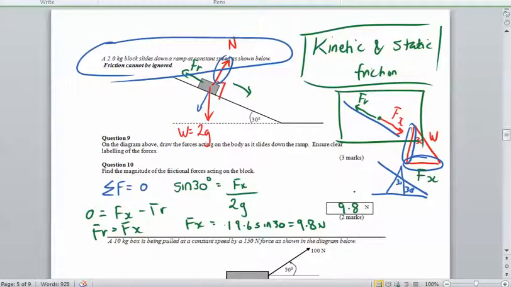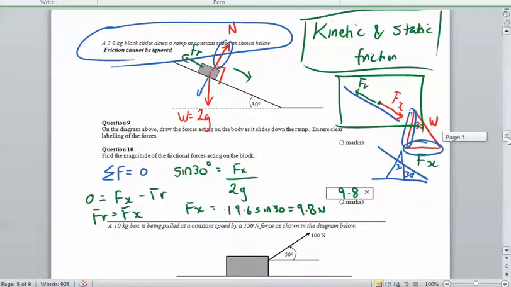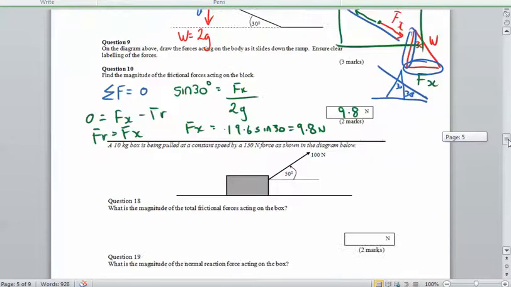It's equal to gravity's component, because it's traveling at a constant speed. The net force is 0, which means the frictional force and the component of the weight are the same. That's not always going to be the case, though.